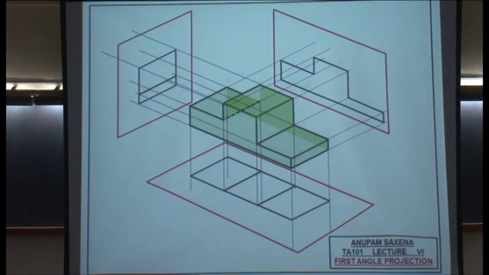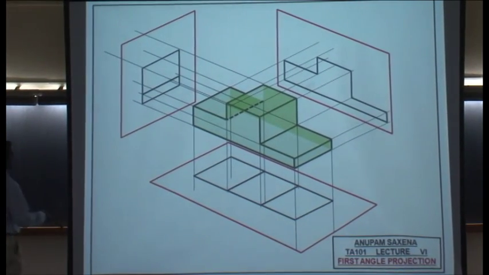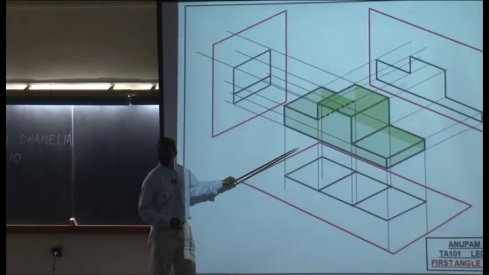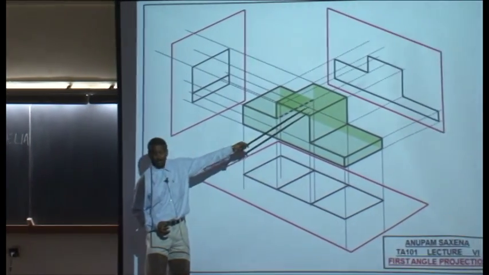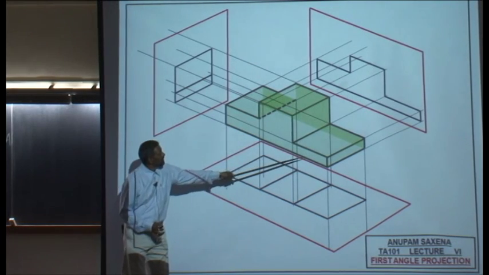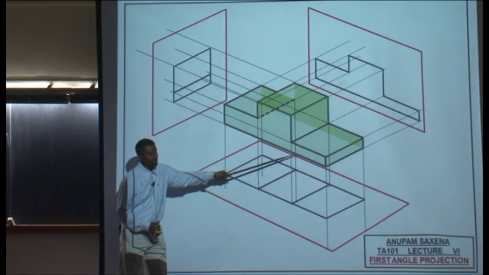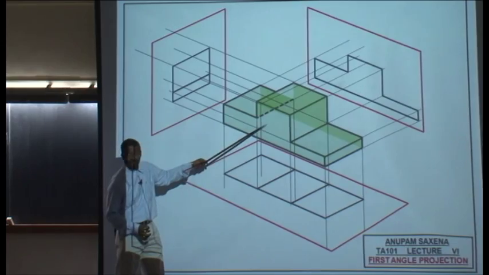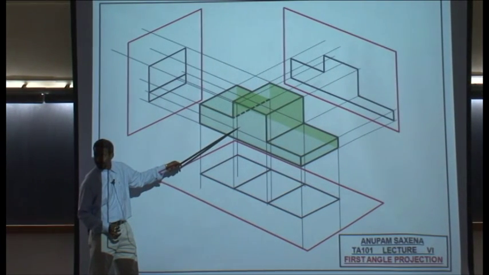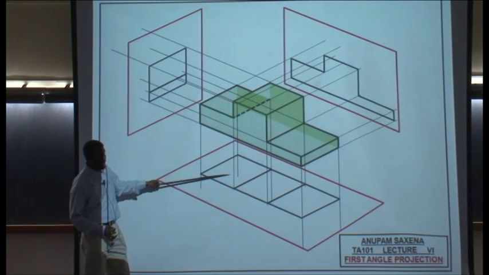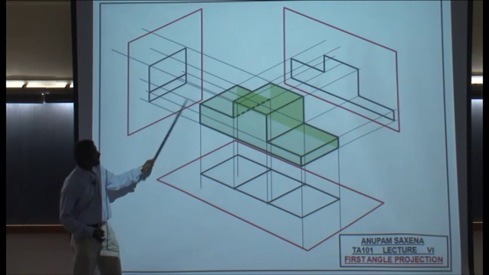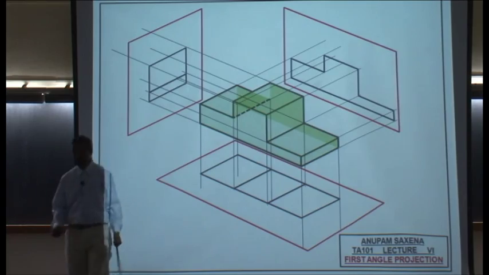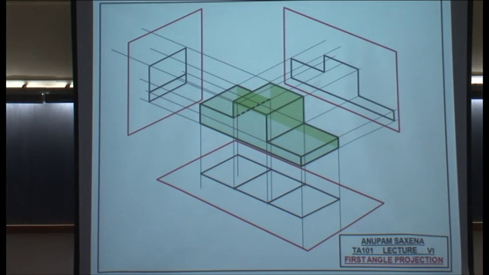It's not from the other side. If this is the direction of your frontal view, that plane behind the object captures the impression of the object as if you're seeing the object from this side. This one is from the top. This one is from here. So you need to be a little careful in trying to comprehend this.